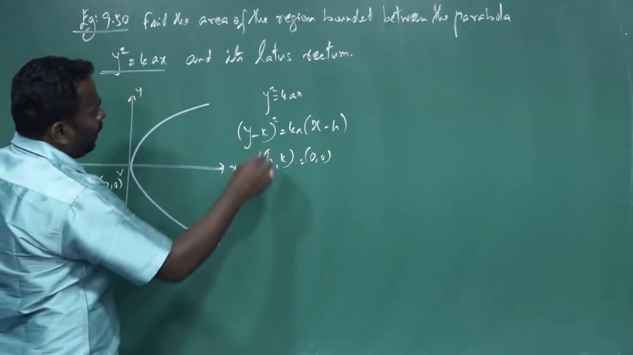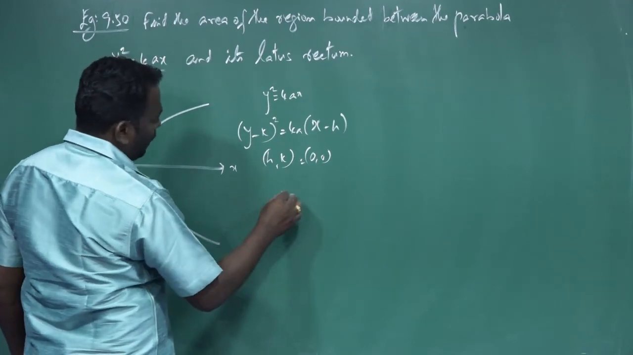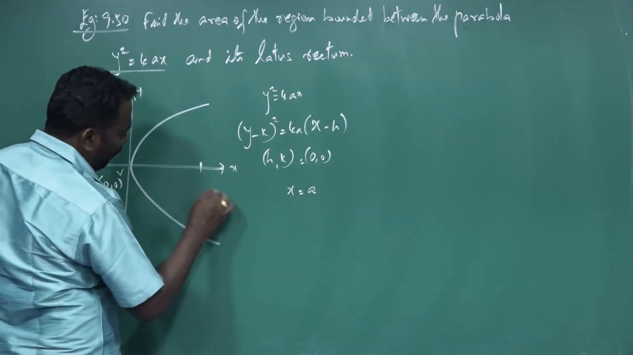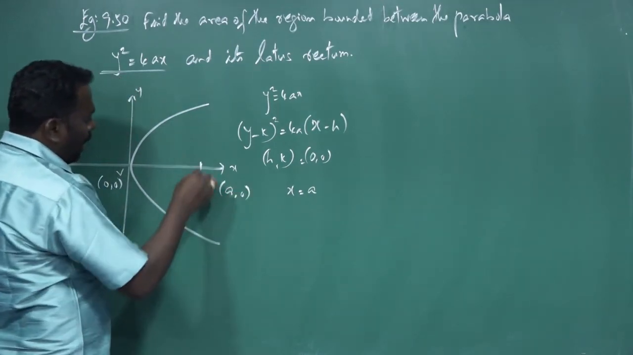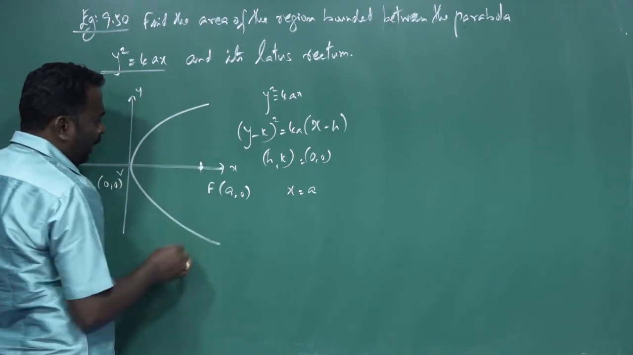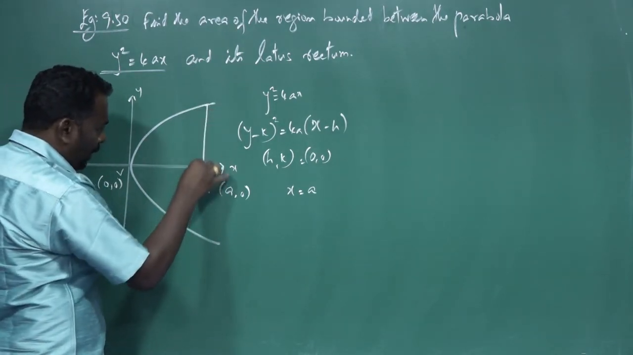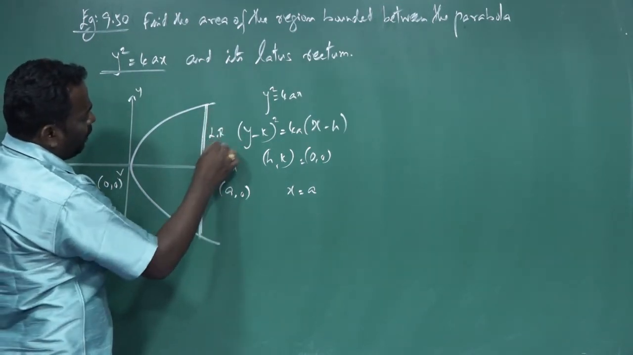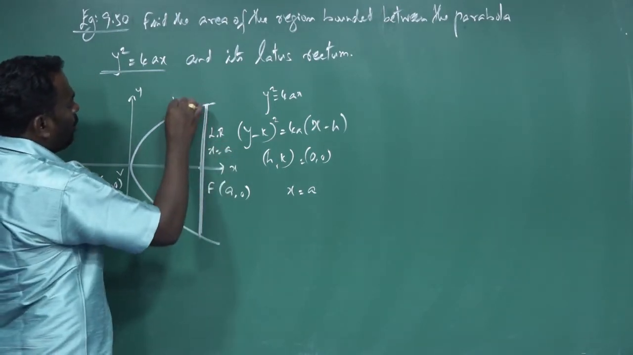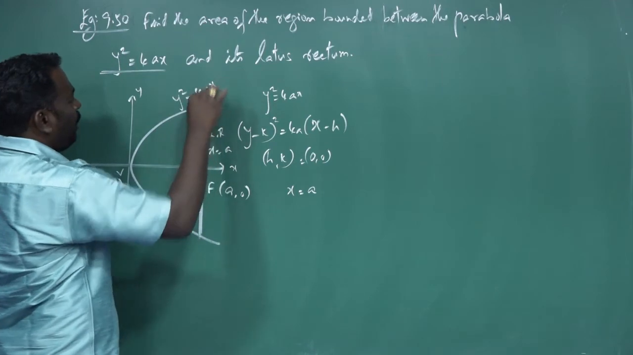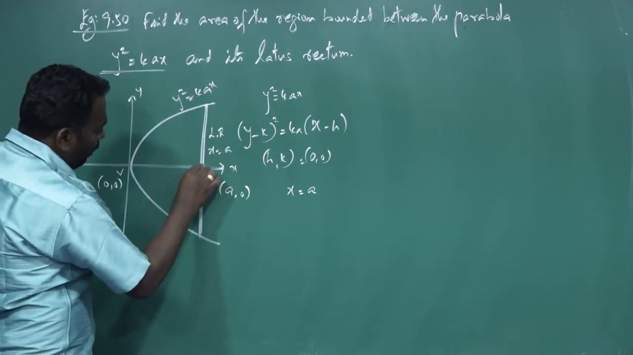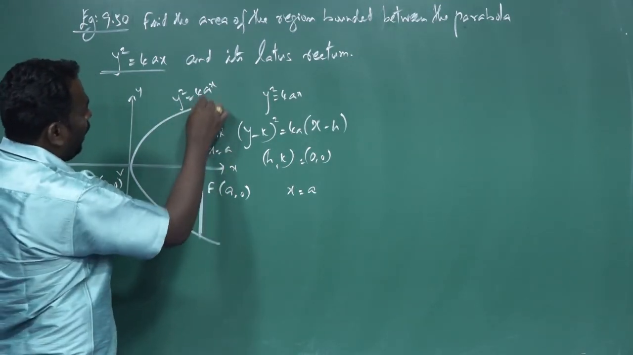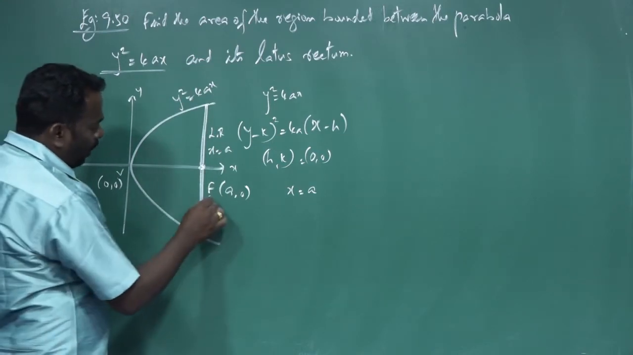In that parabola, the latus rectum is x equal to a, where the focus is the point F equal to a comma 0. The line drawn passing through the focus point is defined by the latus rectum. The equation of the latus rectum is x equal to a. The curve is defined by y square equal to 4ax, we know. The latus rectum passes through the focus point, and for the rightward-opening parabola y square equal to 4ax, the focus is a comma 0.